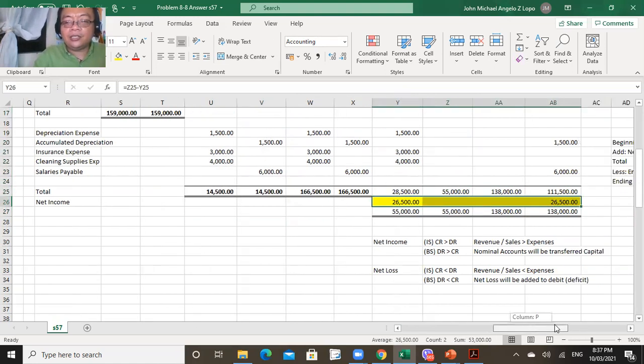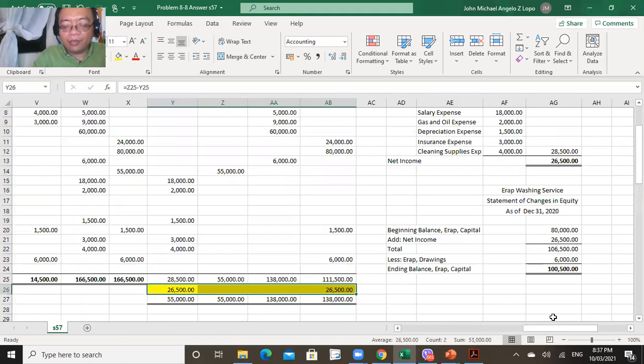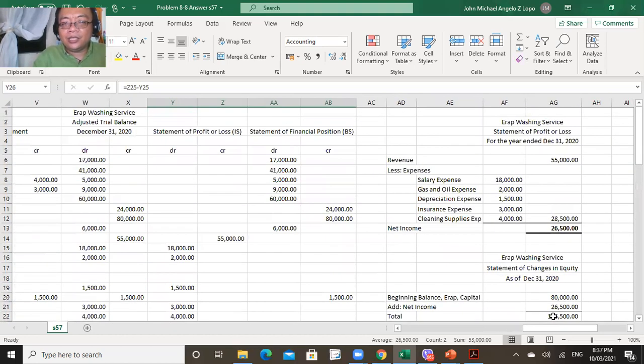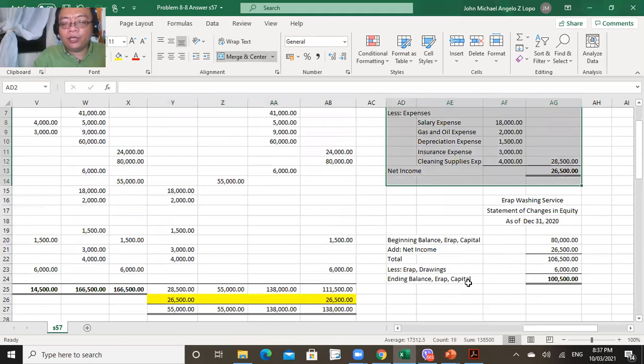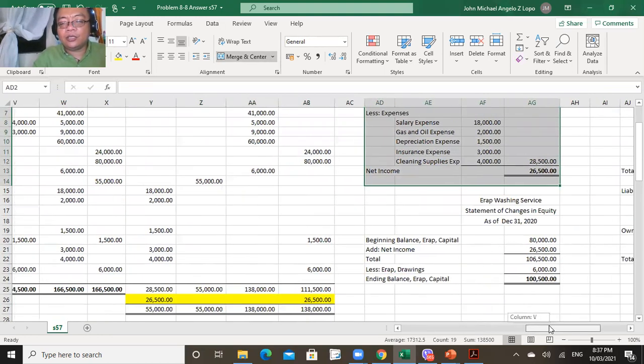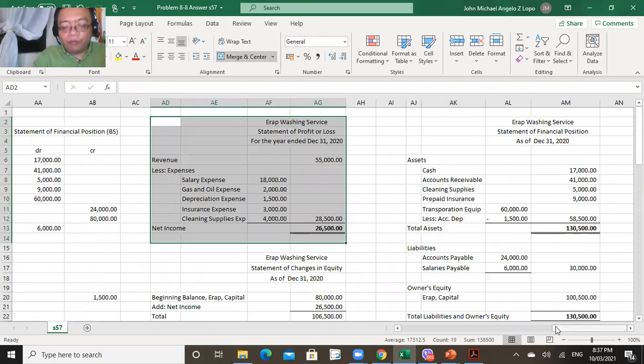After that, you can now prepare your FS already: the statement of profit or loss, then the statement of equity, and the last is the statement of financial position. All right, sir.